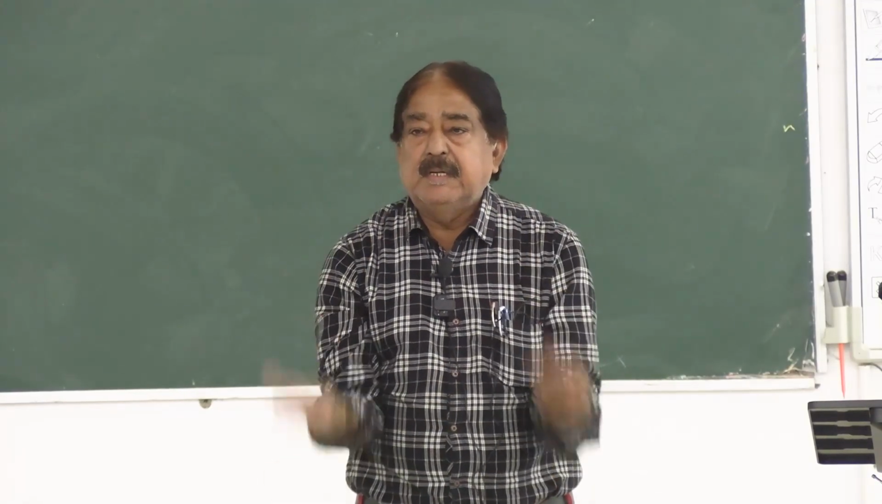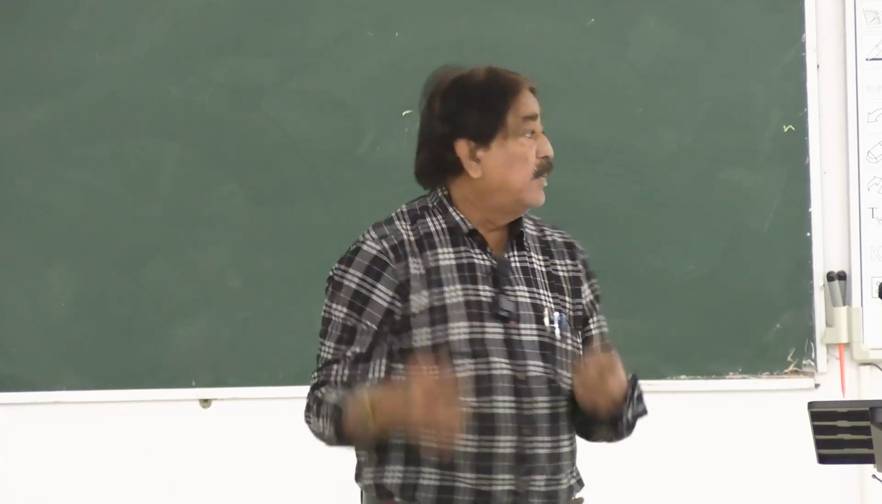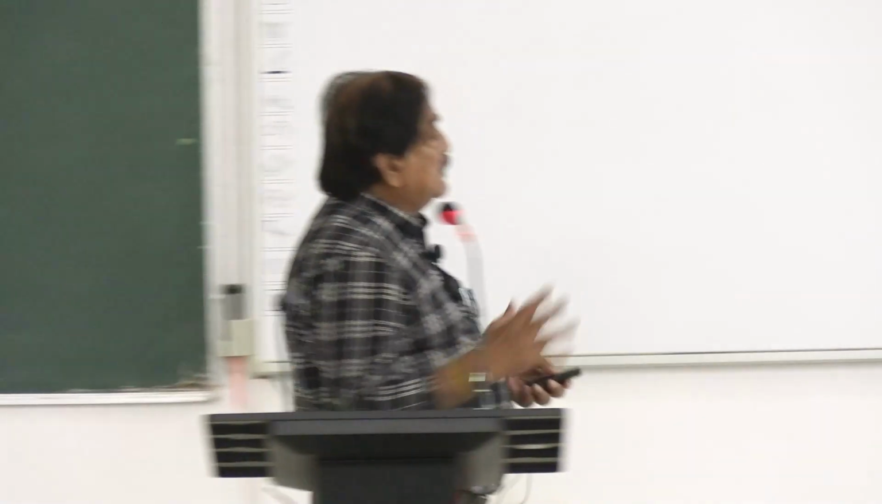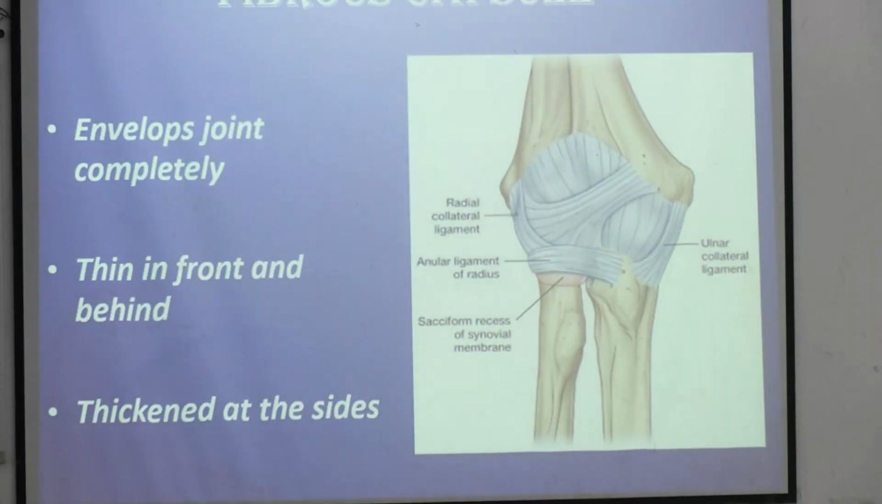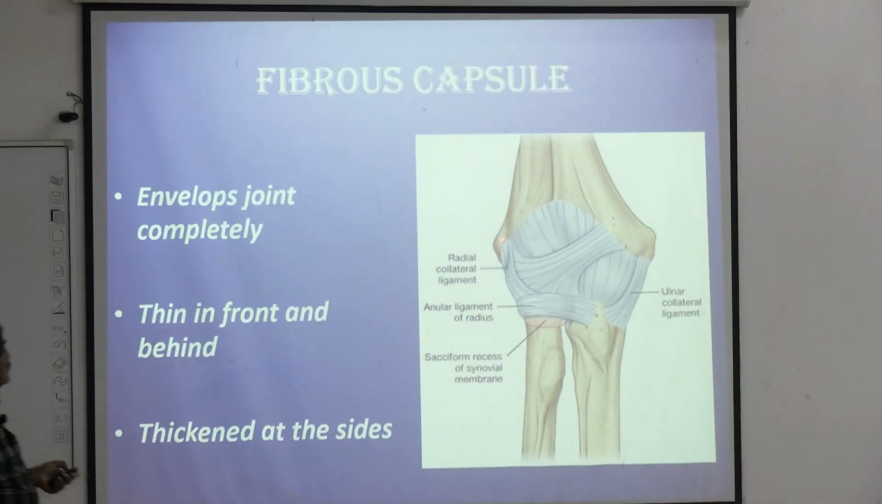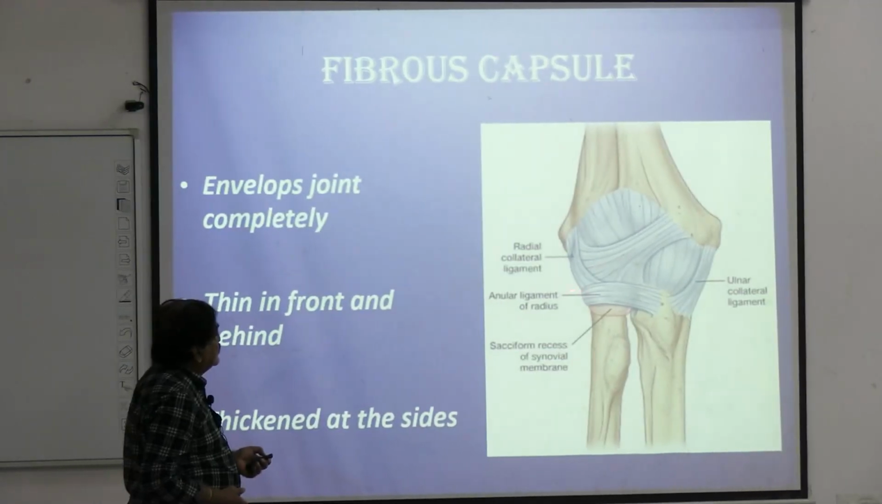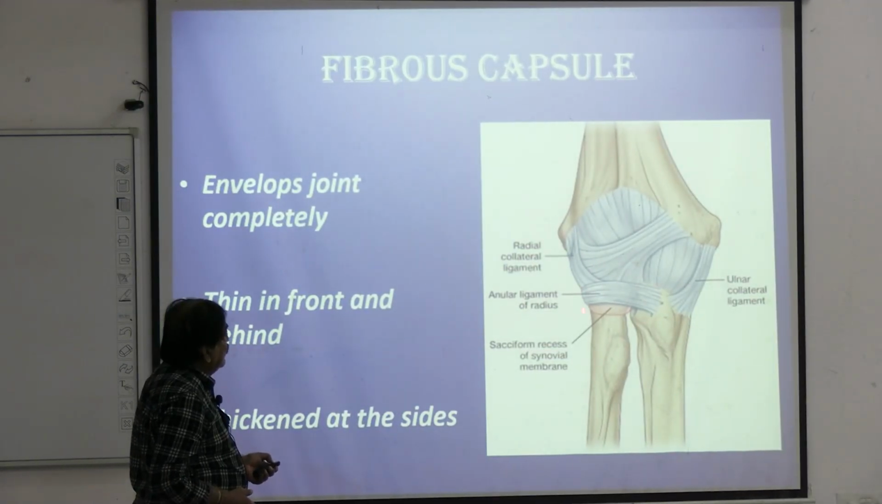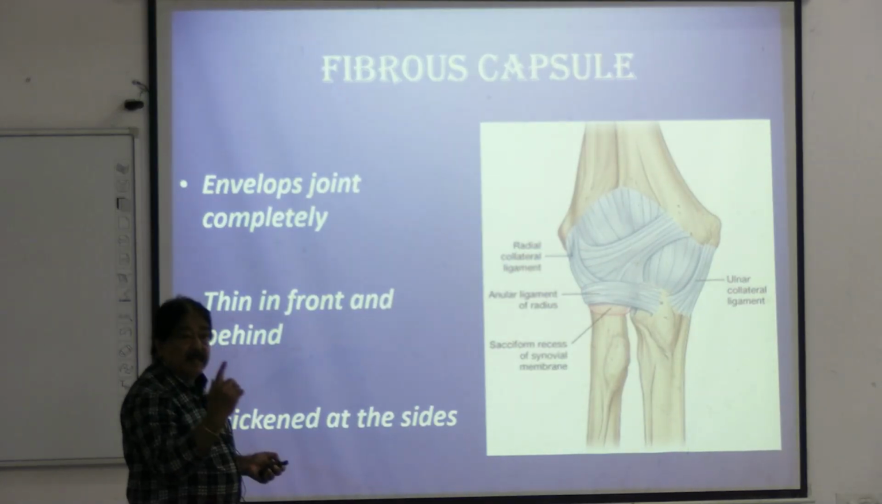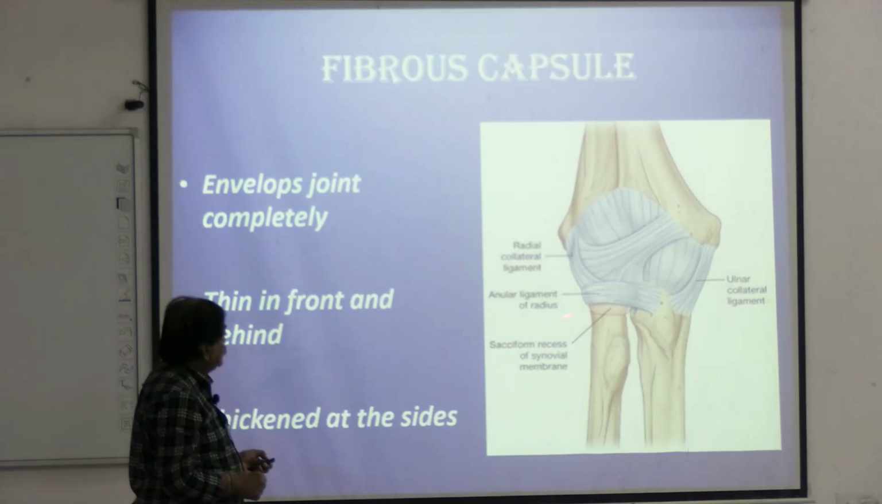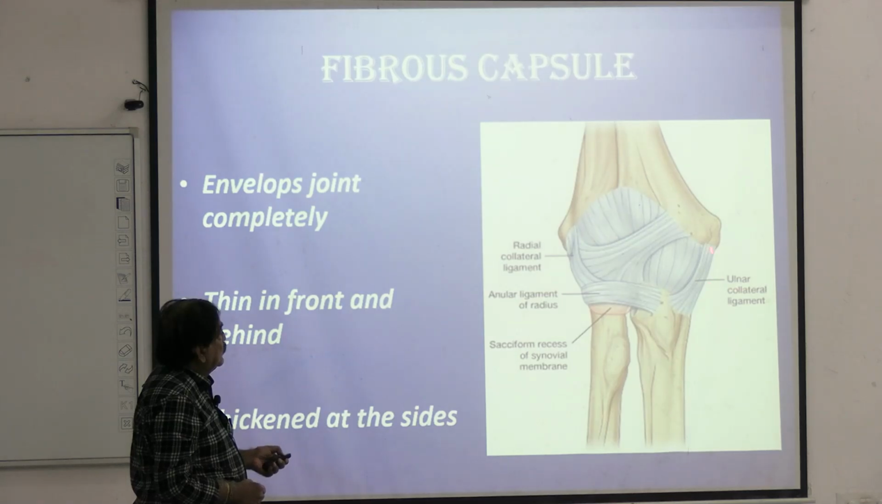So, am I clear? Now thin in the front and behind and thickened at the sides. See, this is the radial collateral ligament. This is the annular ligament of the head of the radius. Saccular recess of synovial membrane, ulnar collateral ligament.